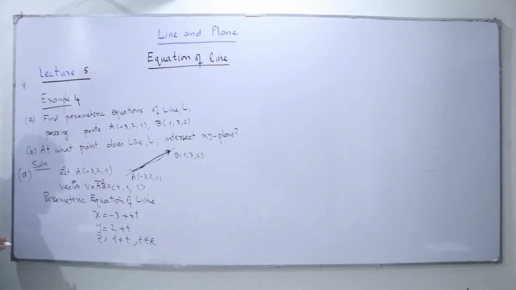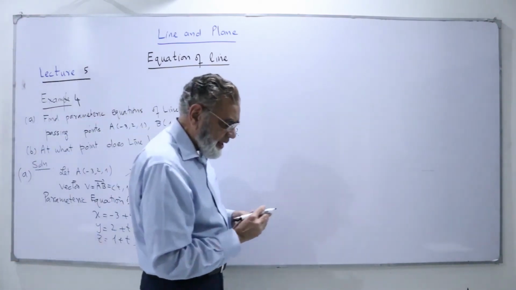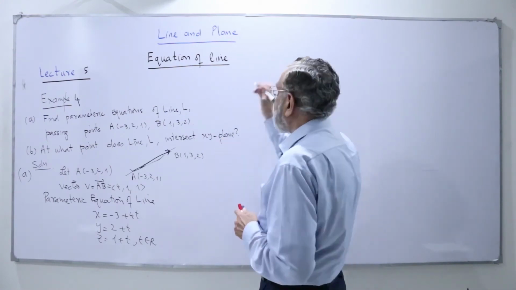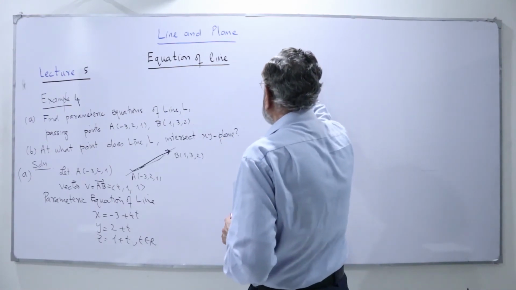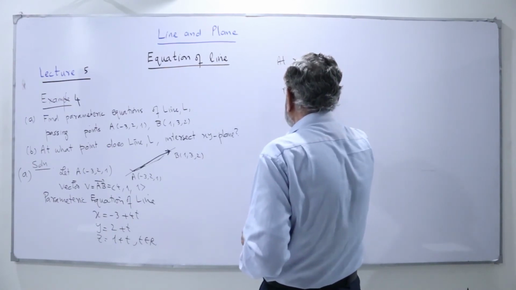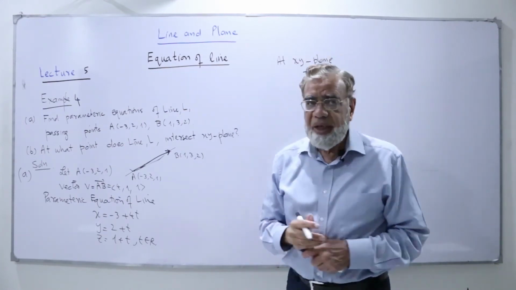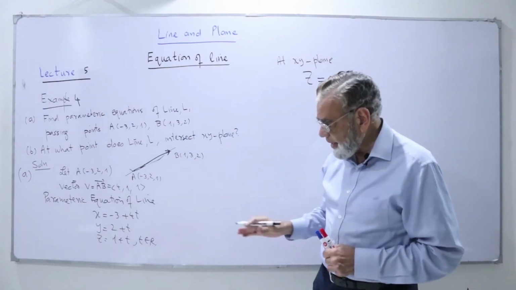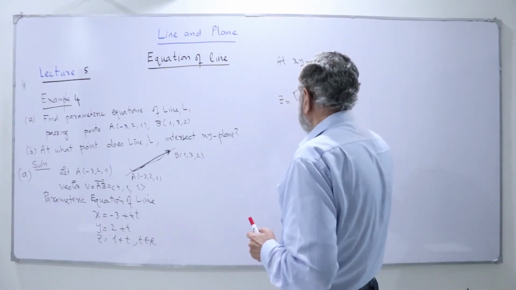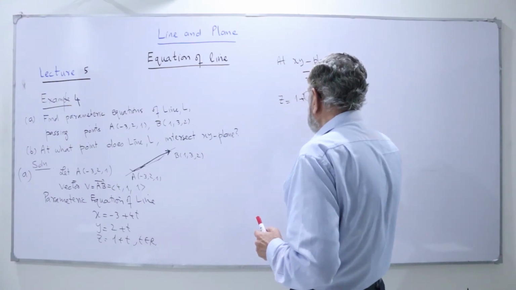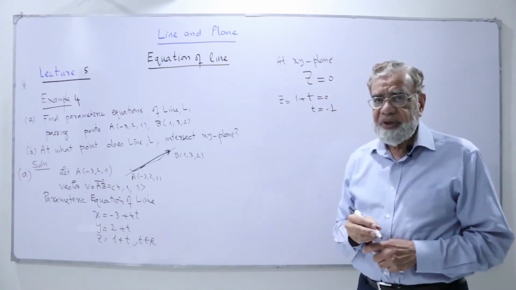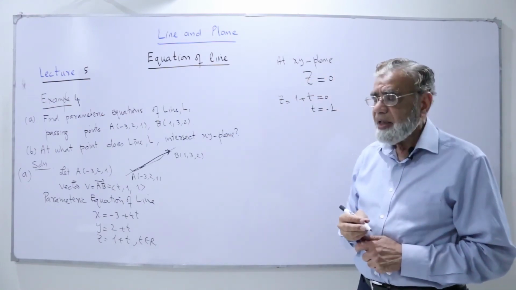Part 2: I want to find where the line intersects the xy plane. What is the equation of the xy plane? The equation of the xy plane is z equal to 0. So I take the last equation, z equal to 1 plus t, and put this equal to 0, then we get t equal to -1. I substitute the value of t to get the values of x, y, and z, and that's my point.